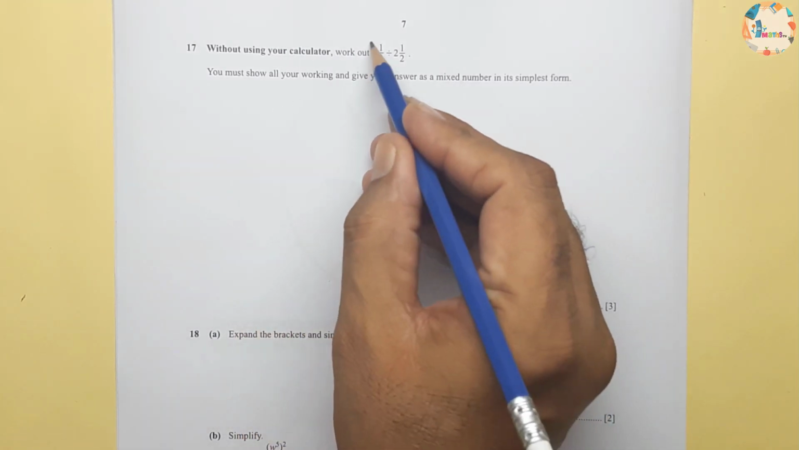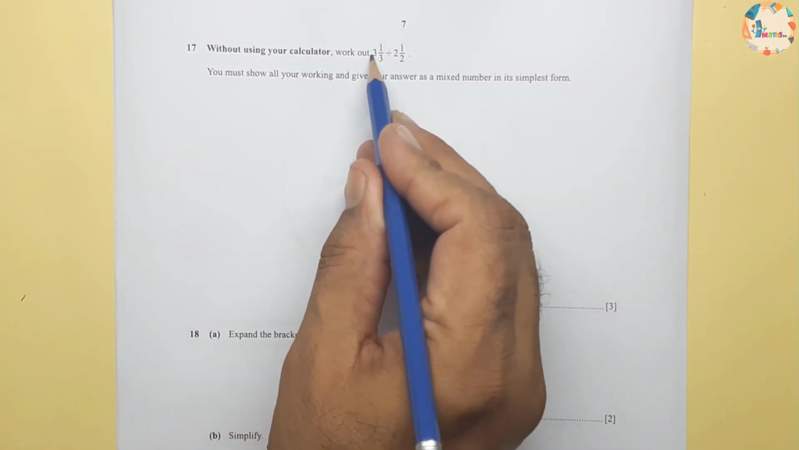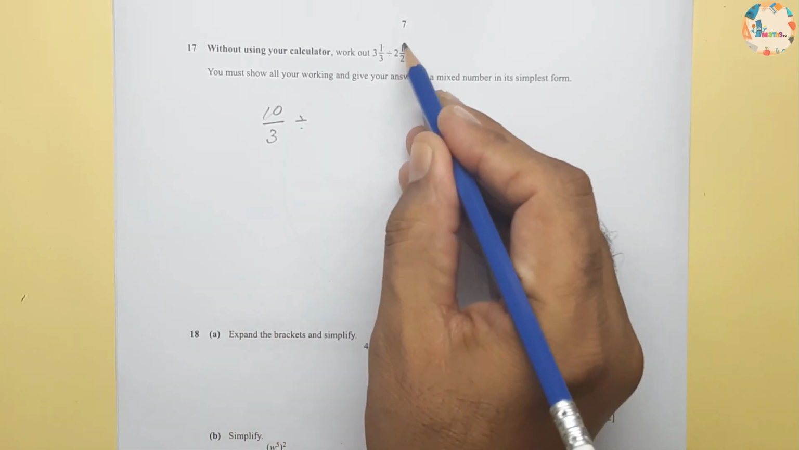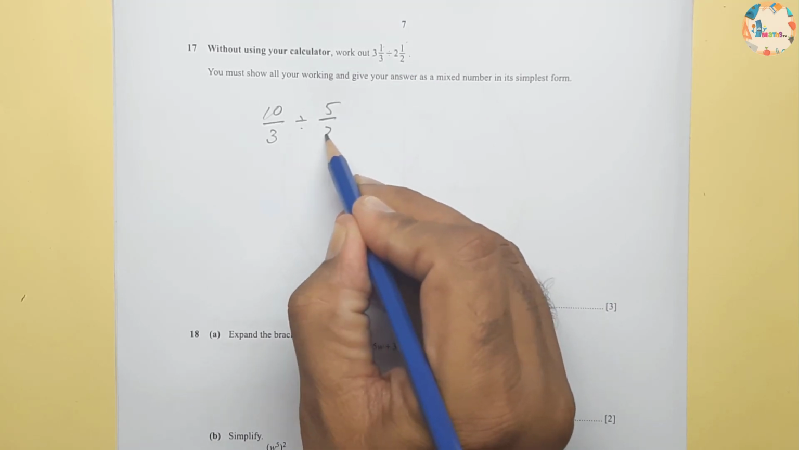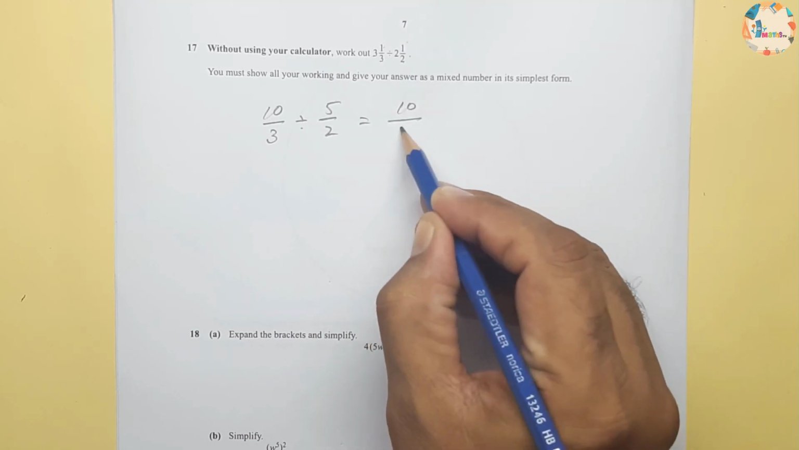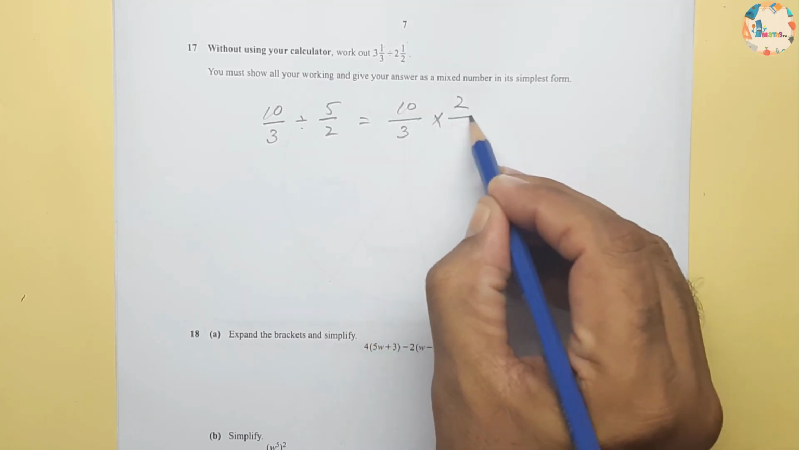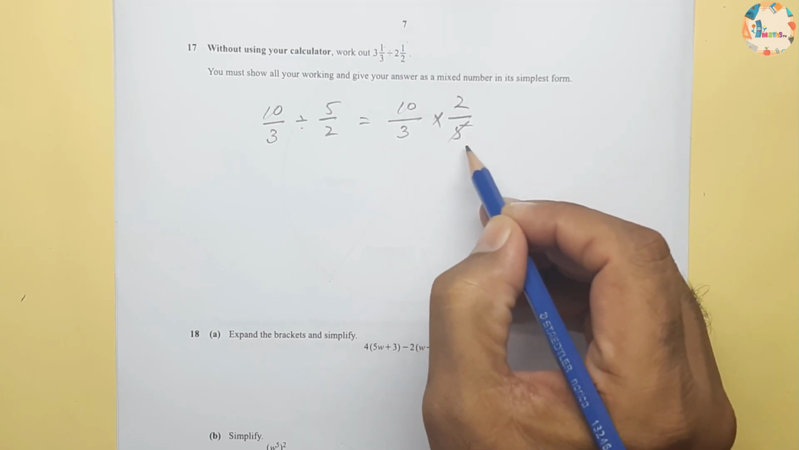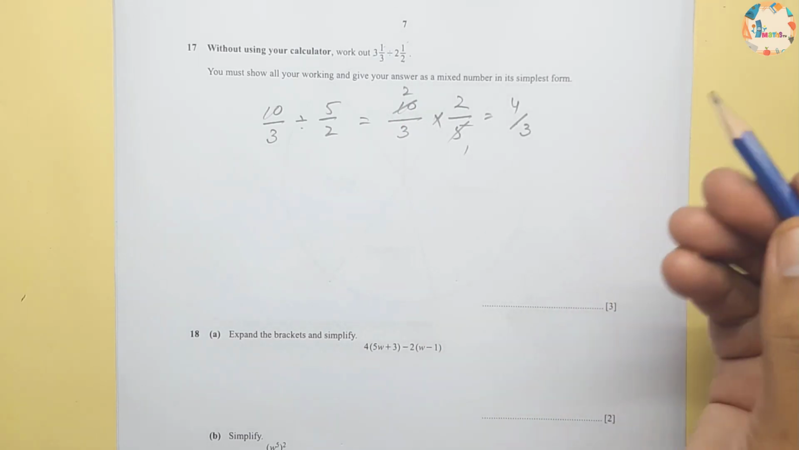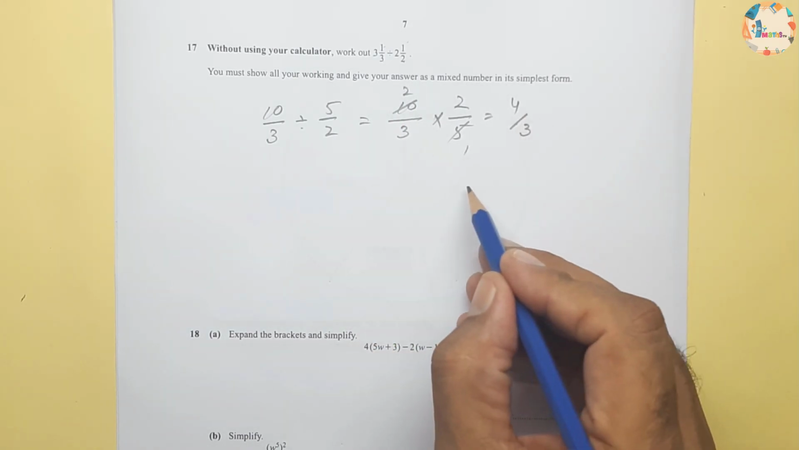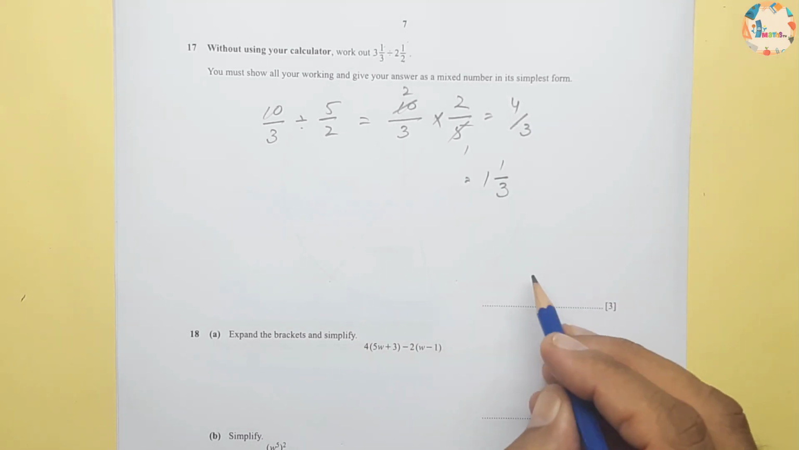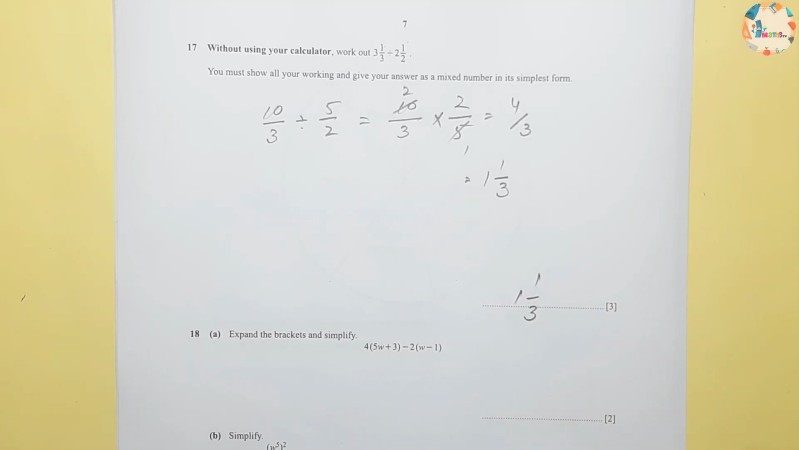Then question number 17: without using your calculator, work out these fractions. We will be changing into improper fractions. 3 3s are 9 plus 1, 10, so 10 by 3, and for the division, 2 2s are 4 plus 1, 5 by 2. Then we can change division into multiplication. This will be 10 by 3 multiplied by 2 by 5, and we can cancel: 5 1s are 5, 5 2s are 10. This will be 4 by 3, which we can write as a mixed fraction: 1 whole 1 by 3. This will be our answer.